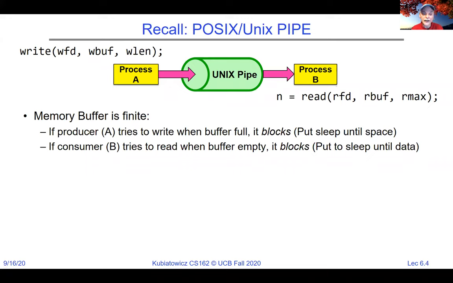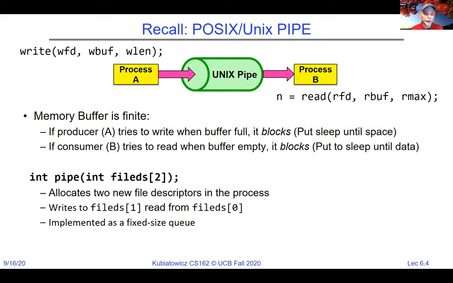So the memory buffer is finite, which basically means that if the producer tries to write and the buffer is full, then it blocks, which means it goes to sleep. And if the consumer tries to read when the buffer is empty, it blocks, which means it goes to sleep. Today, we're going to start understanding what it means to get put to sleep and how that actually works. Okay. We also talked briefly about this particular system call, pipe, that takes a two-entry array of file descriptors, and it fills them with the read and write end of the pipe. And we also talked about how to go through with fork to set up communication between two processes. So you should take a look at the last part of the lecture last time.